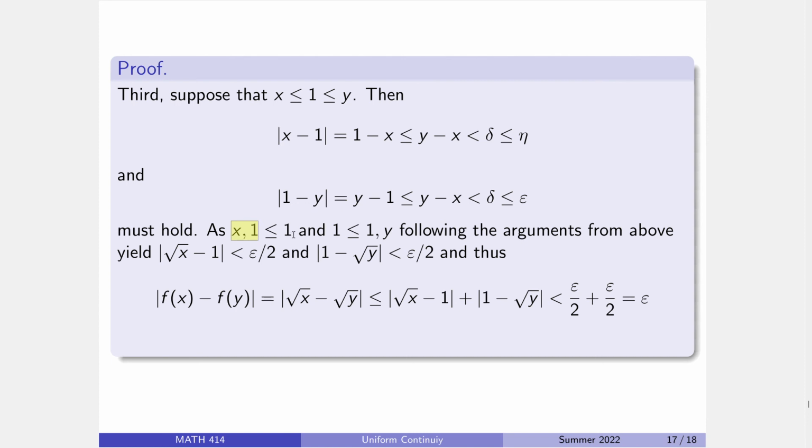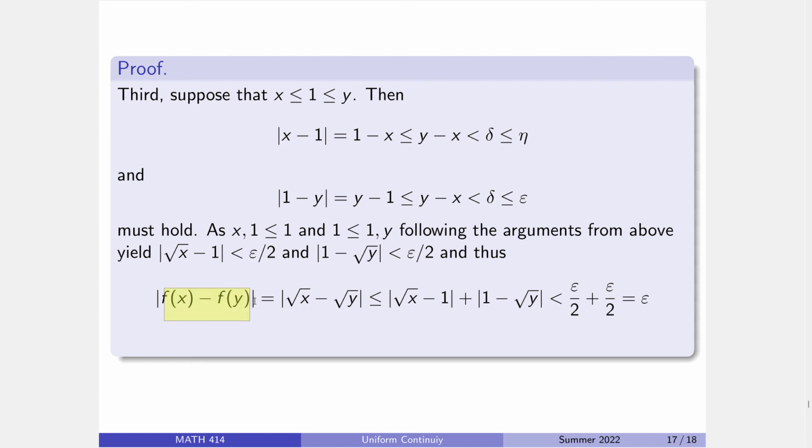X and 1 are both less than 1. Y and 1 are both bigger than 1. So by the arguments that I just made, because x and 1 are less than 1, we know that root x minus 1 is less than epsilon over 2, because the distance between x and 1 is less than eta. 1 minus root y must be less than epsilon over 2 as well, since 1 and y are bigger than 1, and the difference between them is less than epsilon, as we just noted on the interval 1 to infinity, root of x is Lipschitz, with constant 1 over 2.